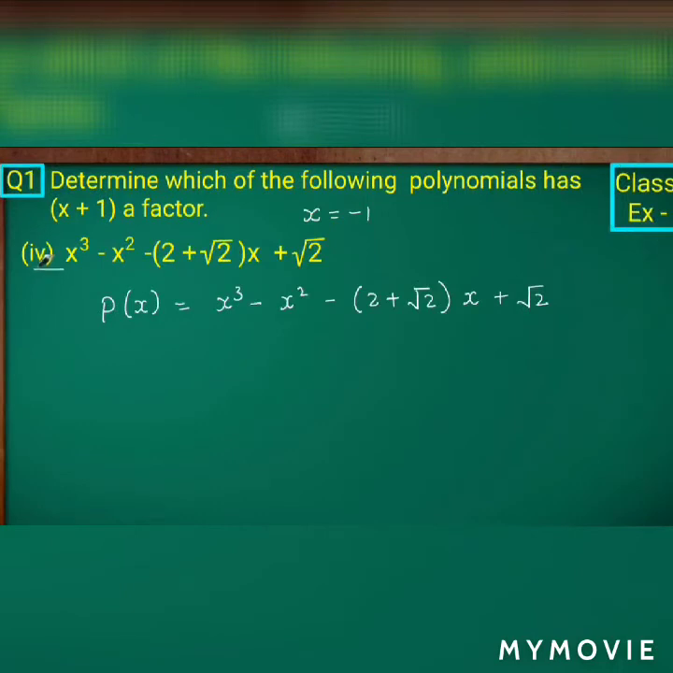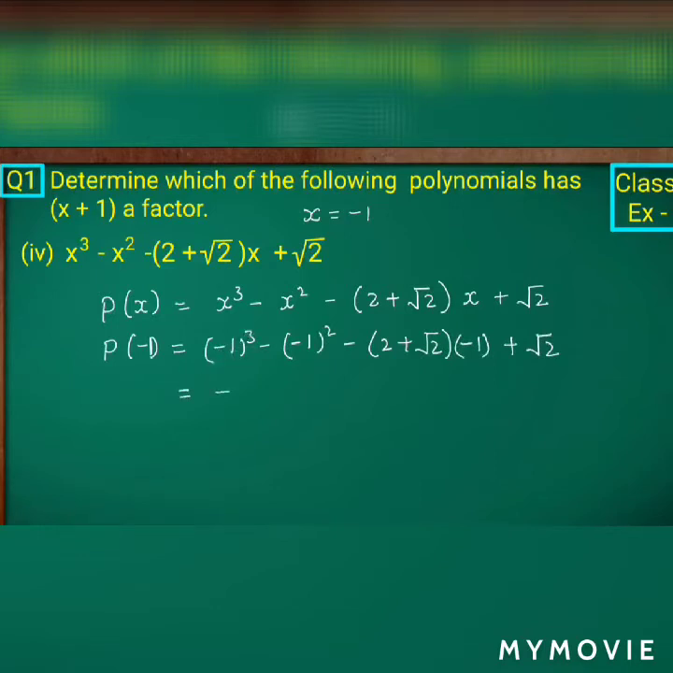Okay. So the fourth sub question, that is x cube minus x square minus 2 plus root 2 of x plus root 2. So here no need of getting confused since we are having the values in the roots. The only thing is we have to substitute the value of x in the given polynomial. So I'm just taking p of minus 1, which is equal to minus 1 whole cube minus of minus 1 whole square minus of 2 plus root 2 into minus 1 plus root 2. We'll just solve this one.